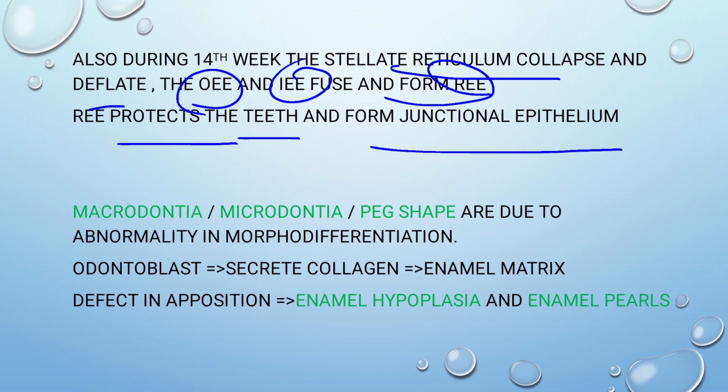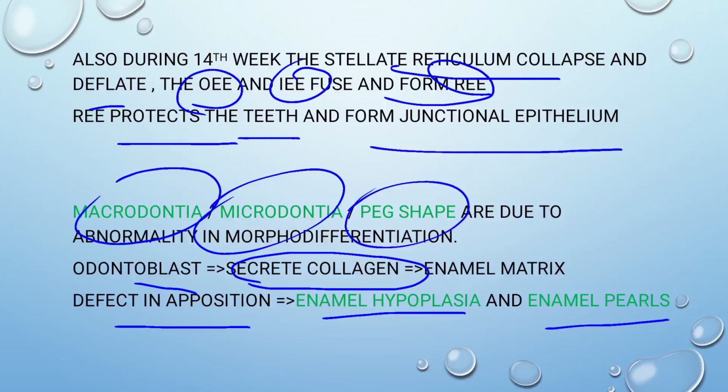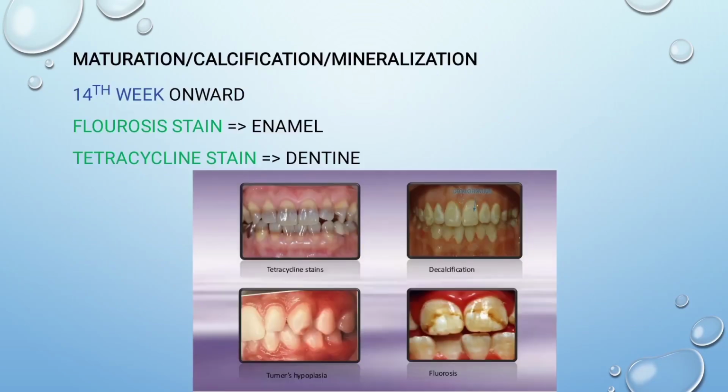Abnormalities in the bell stage include macrodontia, microdontia, and peg shape. Defects in the apposition involve enamel hypoplasia and enamel pearls. Ameloblasts, which secrete the collagen, will eventually form the enamel matrix. The calcification stage occurs after the 14th week, and the abnormalities may include fluorosis stain and tetracycline stain. Fluorosis stains are formed on the enamel, while the tetracycline stain appears on the dentine.